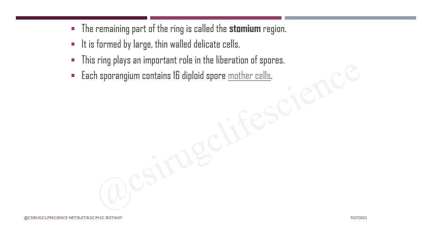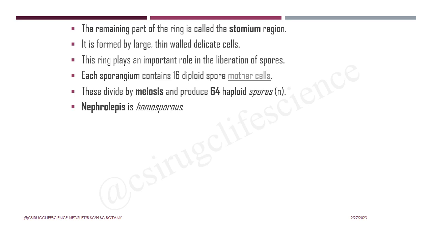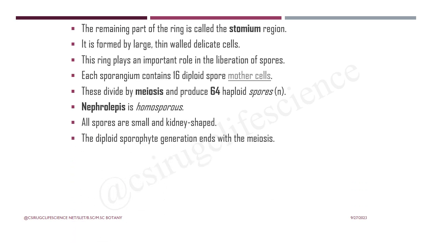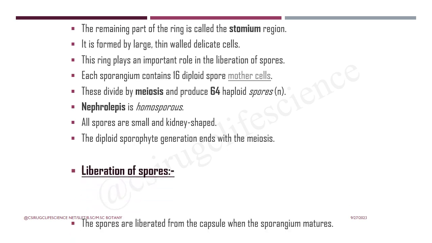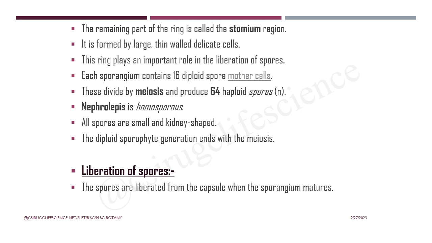Each sporangium contains 16 diploid spore mother cells. These divide by meiosis and produce 64 haploid spores. Nephrolepis is homosporous. All spores are small and kidney-shaped. The diploid sporophytic generation ends with meiosis. Liberation of spores: the spores are liberated from the capsule.